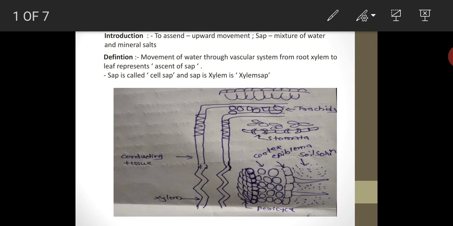Like that, from xylem of the root, water is conducted by the xylem tissue to the xylem of the stem. From stem xylem, it will be conducted towards the xylem of the leaf, and from leaf xylem, part of the water will be utilized for photosynthesis, and the rest of the water will be evaporated through the stomatal opening pores of the leaf surface, and given in the form of vapors to the atmosphere. So this is what we see in this figure.